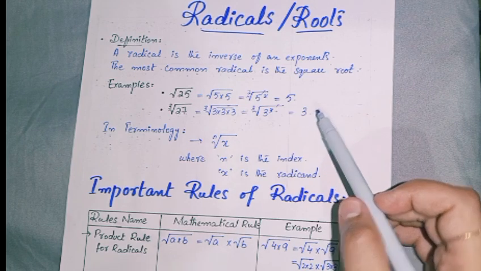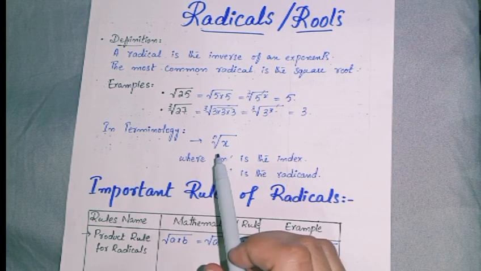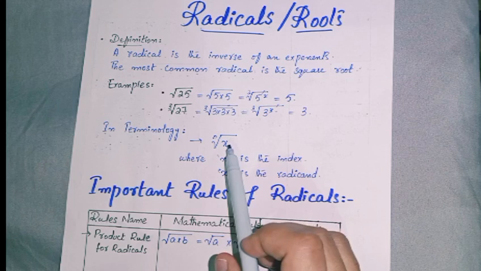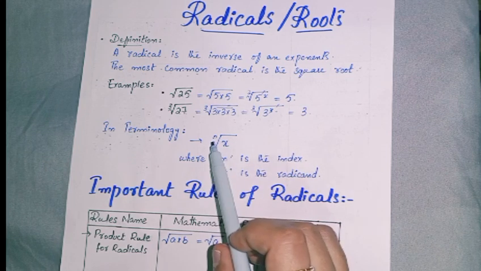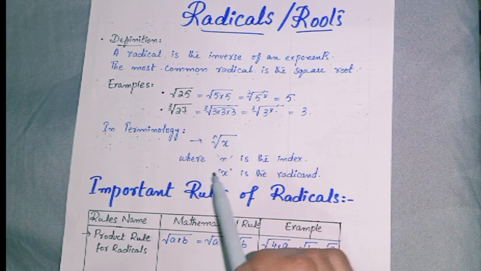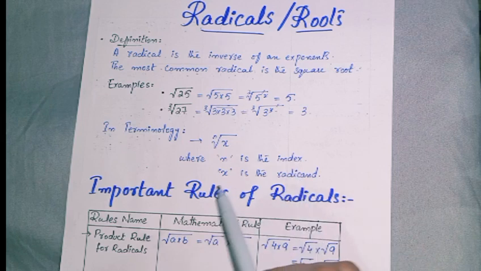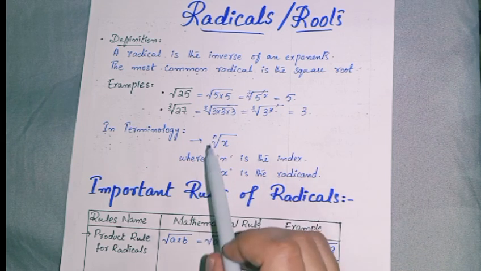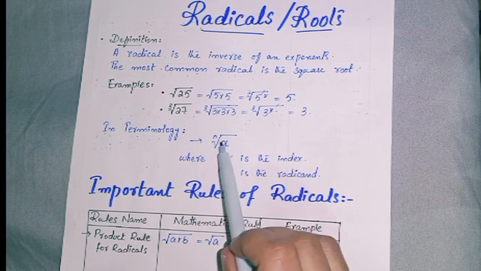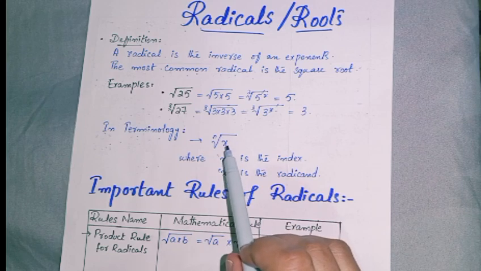Okay, so let me show you the simple terminology. It is written in this form, like the square root or under root, where n and x are written as n is the index and x is the radicand. Okay, so this n is known as an index here, and this x inside the square root or under root is known as a radicand.